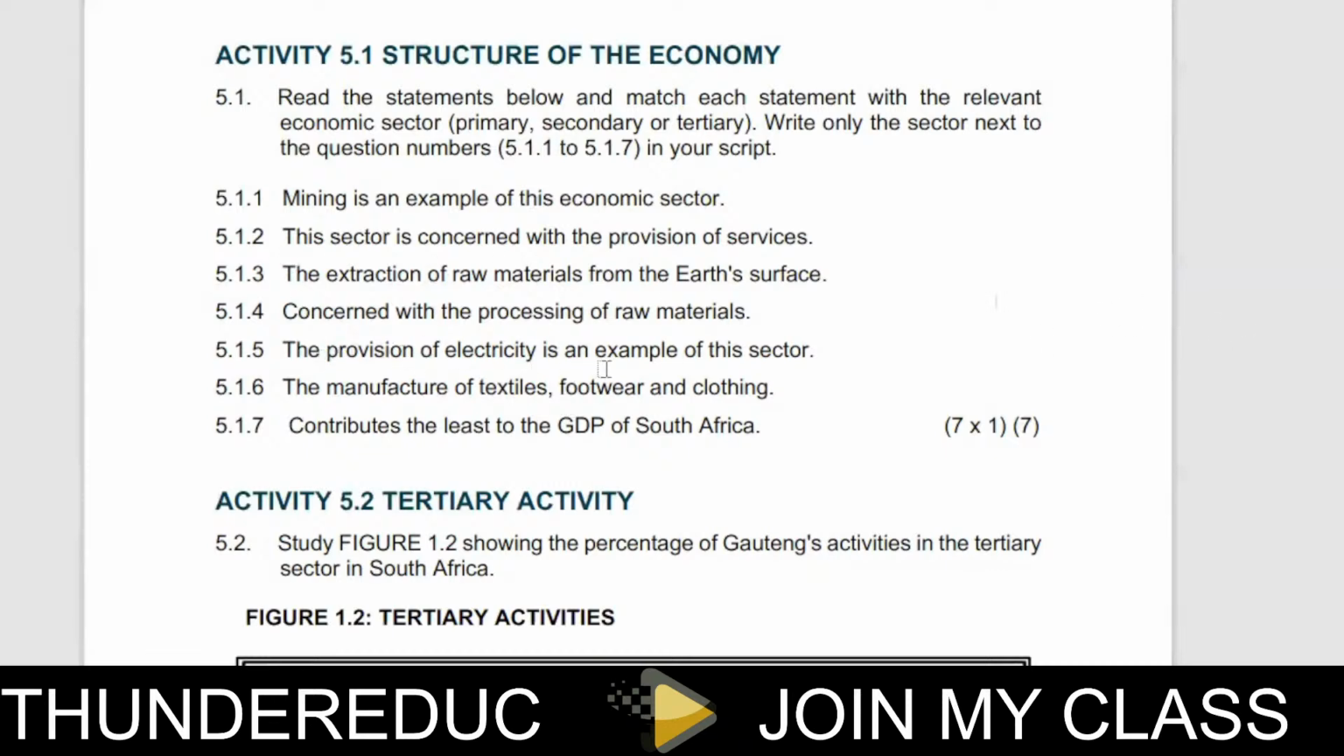Okay. Provision of electricity is an example of which sector? It is still secondary sector. The manufacture of textile, footwear, and clothing, which sector is that? Secondary sector. Which sector contributes the least to the GDP of South Africa? That is the primary sector. Okay. So you must be in position to understand these aspects.